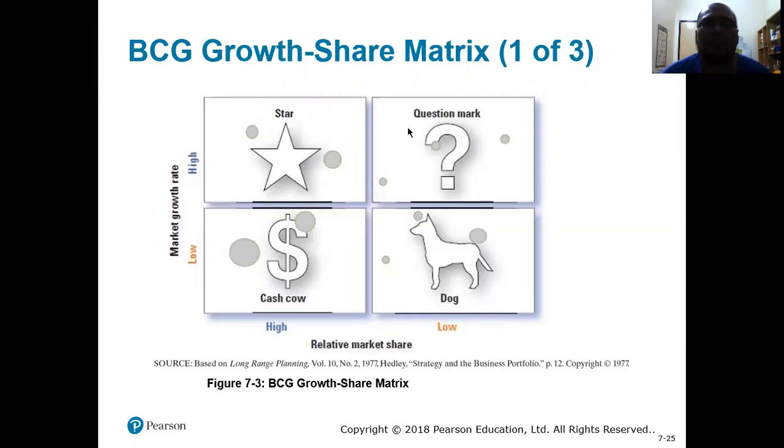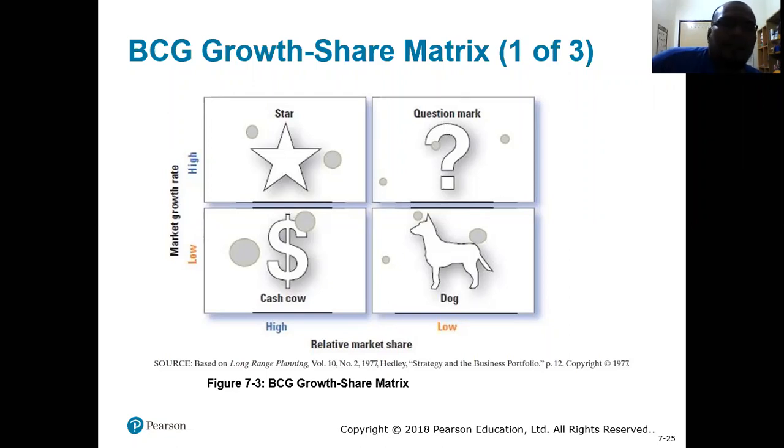The third category is question mark. Yeah, what is the characteristic of a question mark? Question mark, yeah, it has a high growth rate, but it has low market share. So that's why it is a question mark. A question mark because the parent company might think, yes, this company has potential because the growth rate is huge.